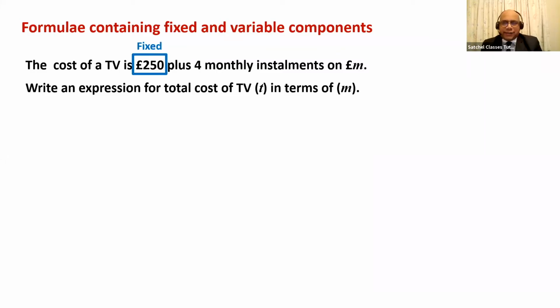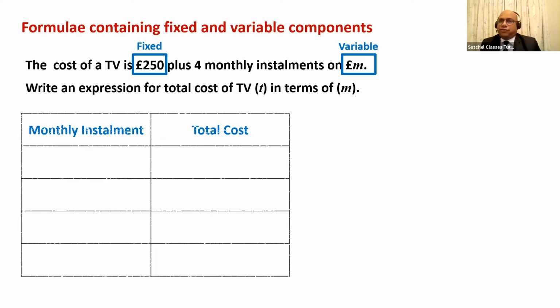So first let's understand which is the fixed component here and which is the variable component. As you can see, the fixed component is the £250 because that's the down payment you're making. So irrespective of the total cost of the TV, you're still making a fixed payment of £250. What is the variable component? The variable component is the amount of each installment, because that keeps on varying depending on the total cost of the TV. Now, with this background, let's try and construct the formula.